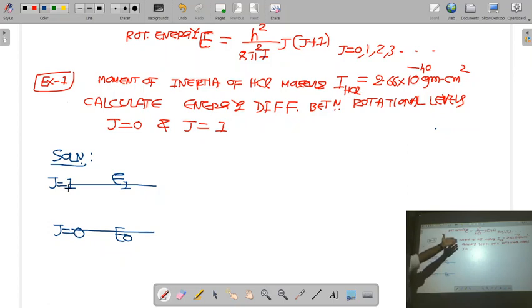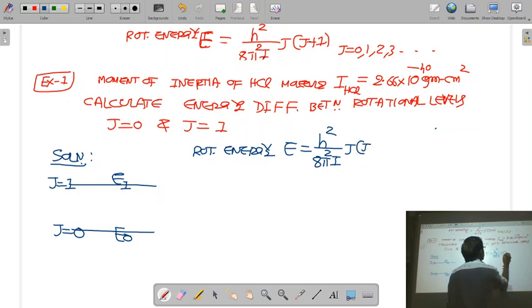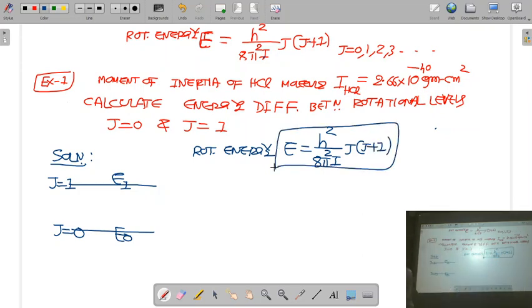We start with the equation which we have obtained by solving the Schrodinger equation. Rotational energy of the molecule is h square upon 8 pi square I into J into J plus 1. This is the equation of rotational energy which we have obtained by solving the Schrodinger equation of the rigid rotator. Now we will find out the rotational energy in the lowest rotational level J is equal to 0. Let us put J is equal to 0.